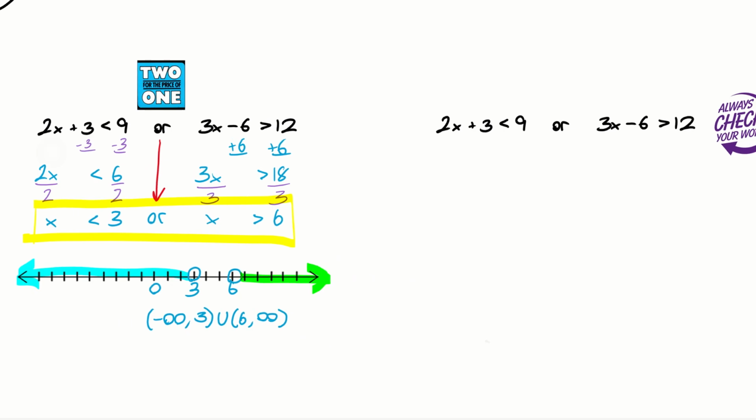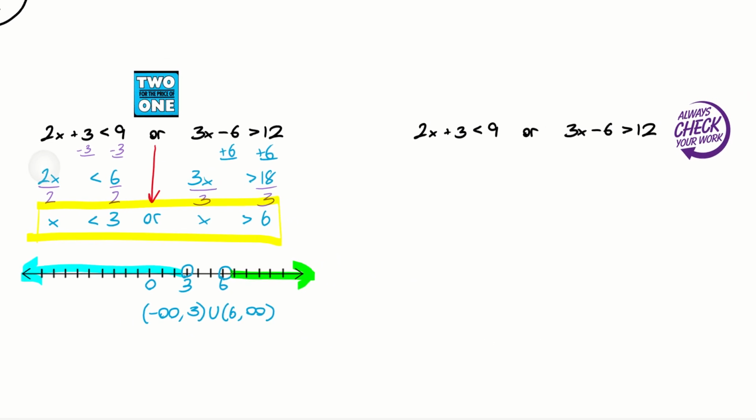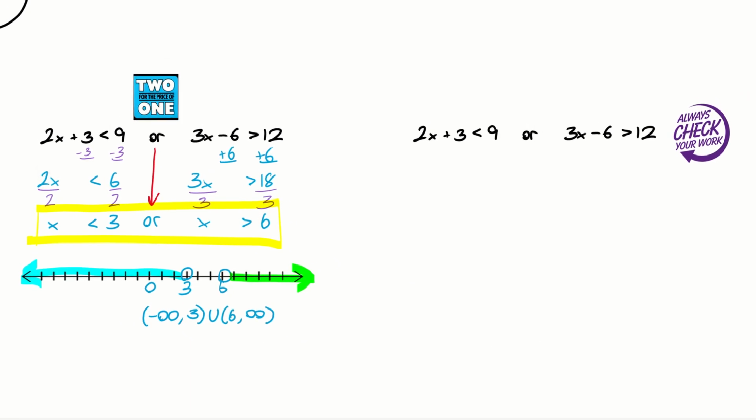Now remember, in an OR compound inequality, only one of these conditions has to be true. So let's choose any number, let's start with less than 3. Let's try 0. 0 is less than 3. That's a good one here. So I'm going to replace both of these x's in the original compound inequality with 0. And let's see what we got here.